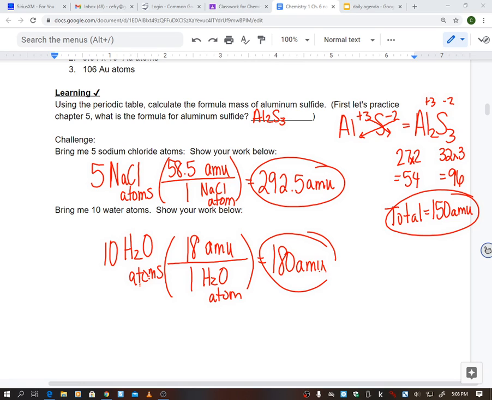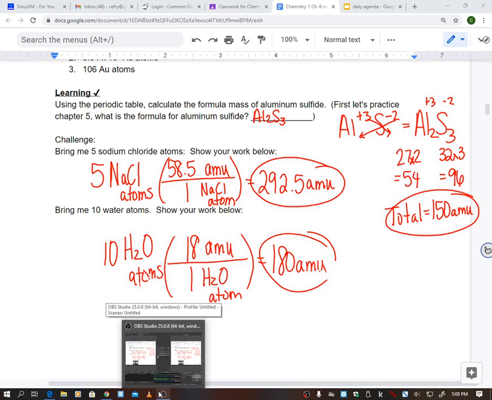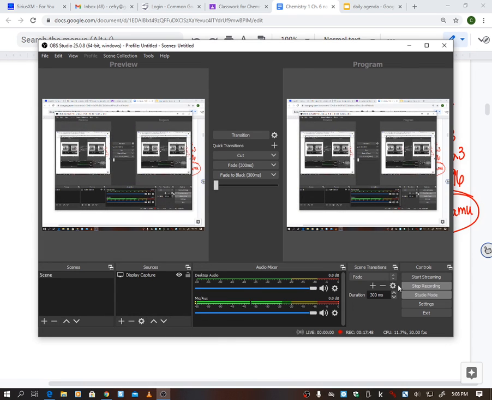So that is section 1. Once again, we're starting out very simple, just how much does this weigh? Eventually, we will get into multiple steps with this. So if you are struggling at all, you need to let me know so we can get it figured out before we move on. All right, if you need anything, let me know.